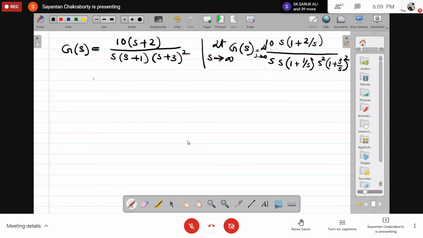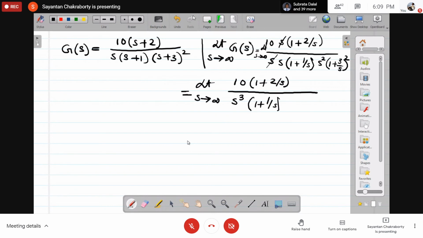So what you'll have on the right hand side is limit s tends to infinity. This s will get cancelled out. 10 times 1 plus 2 by s, divided by s cube. Out of these 4 s's, 1 will get cancelled out over here. s cube, 1 plus 1 by s, 1 plus 3 by s whole square. Now we put the limit. So this will be 0, this will be 0, this will be 0. So what we will have is limit s tends to infinity 10 by s cube. So whatever this value is, it will be 0.